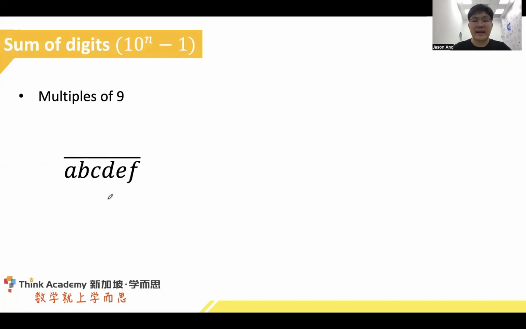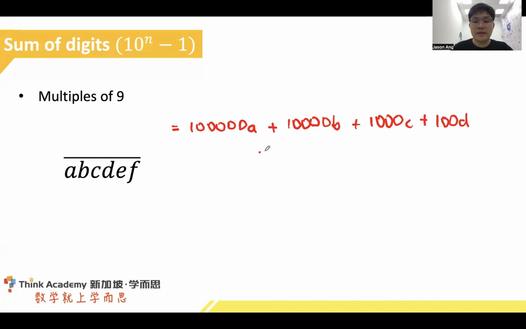So let's look at 9 first. And how do I know that this number is definitely going to be divisible by 9? We can actually break it down into a much smaller group of numbers. Let's say I write it out in this manner here. A is in the 100,000 position, so it's 100,000 A. B in the 10,000 position, we have 10,000 B. Then followed by 1,000 C, followed by 100 D, followed by 10 E, followed by F.